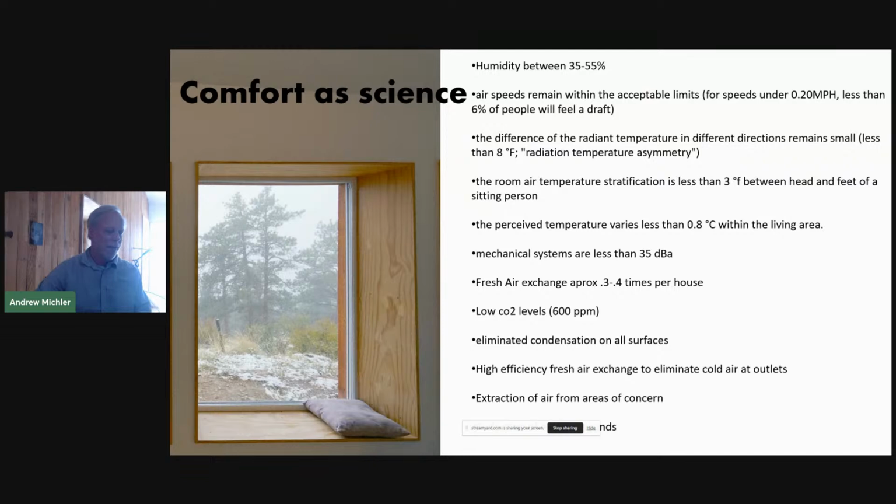And then condensation is a main thing as far as the health of the building and the well-being of the occupants, is that mold grows where there's water. So eliminating condensation is a significant part of longevity and the well-being of the occupants.